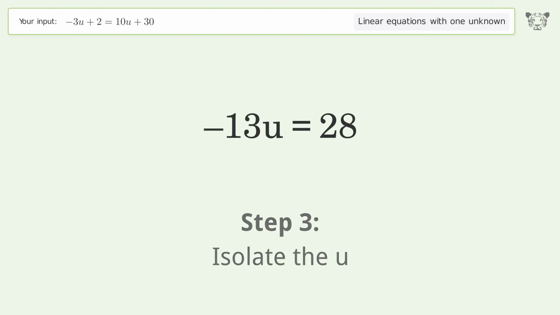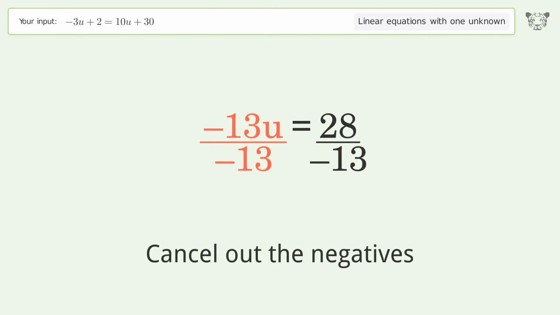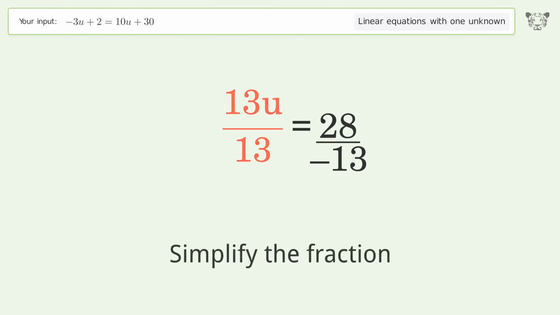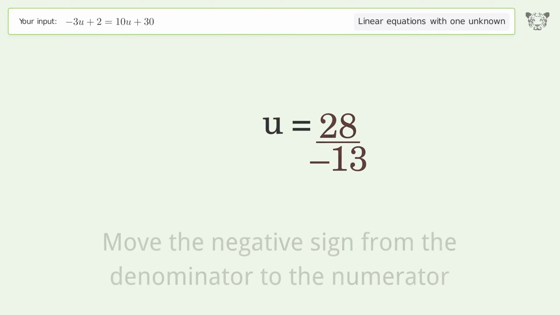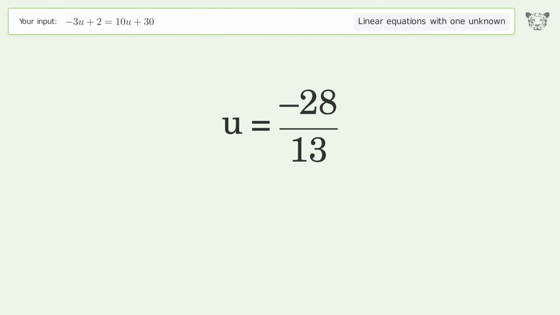Isolate the u. Divide both sides by -13. Cancel out the negatives. Simplify the fraction. Move the negative sign from the denominator to the numerator. And so the final result is u equals -28/13.